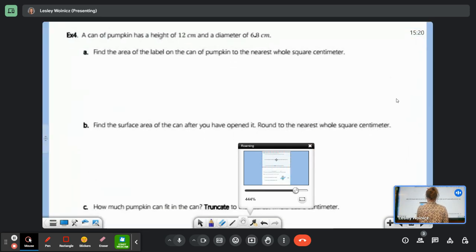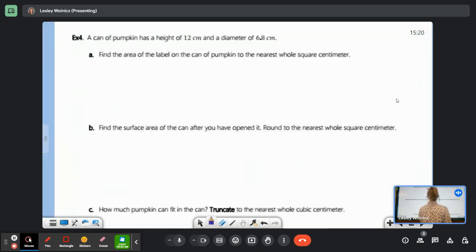All right, this is going to be kind of fast because we've already done a couple. You know what I mean? We're going to go. All right, we got a can of pumpkin. Got a height of 12 and a diameter of 6.8. You guys want to draw a picture? No? Lame.